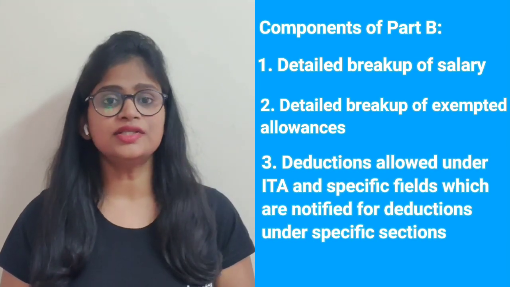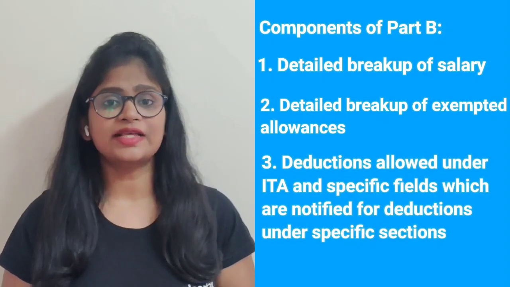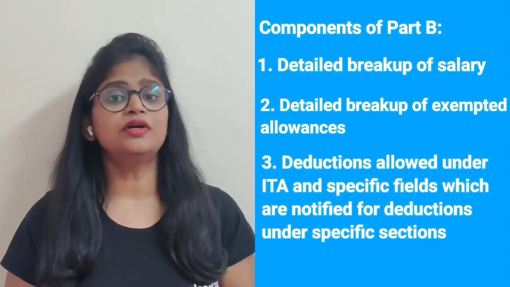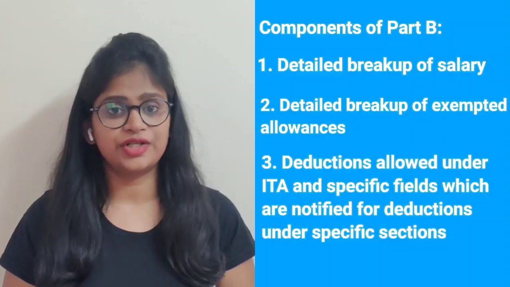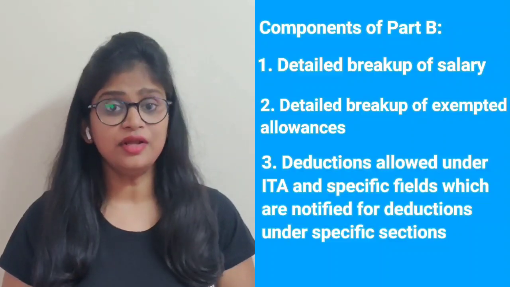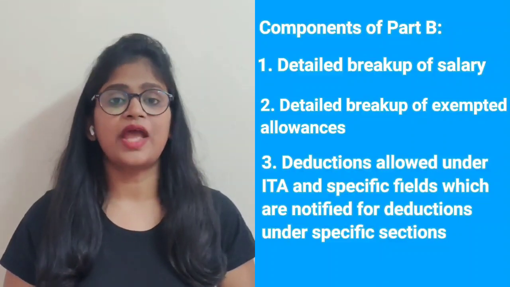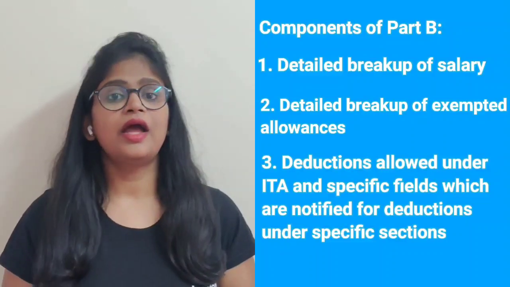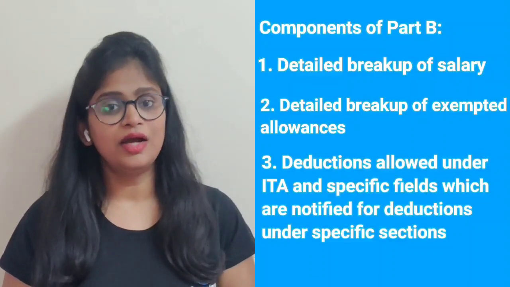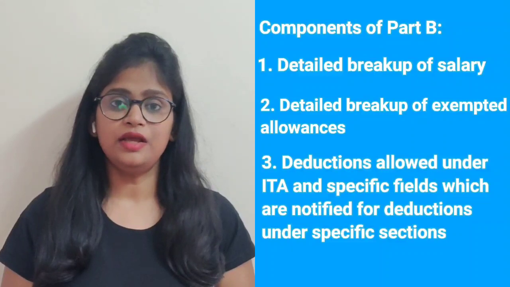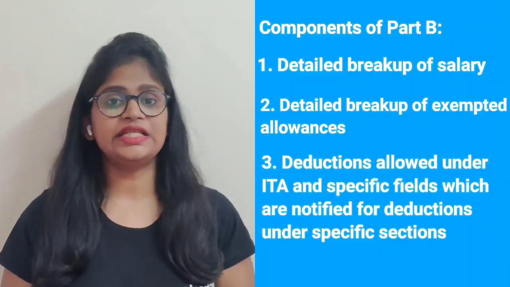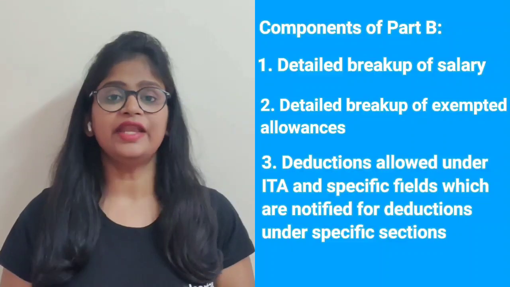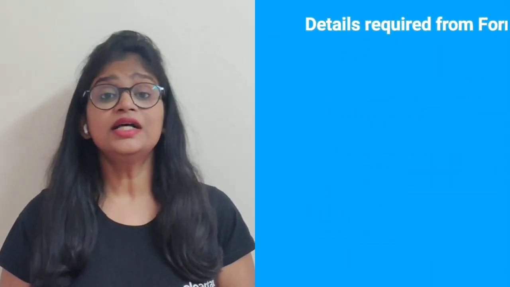Number 3, deductions allowed under the Income Tax Act under Chapter 6A, and specific fields are notified for deductions under Section 80C, 80CCC, 80CCD(1), 80CCD(1B), 80CCD(2), 80D, 80E, 80G, and 80TTA.